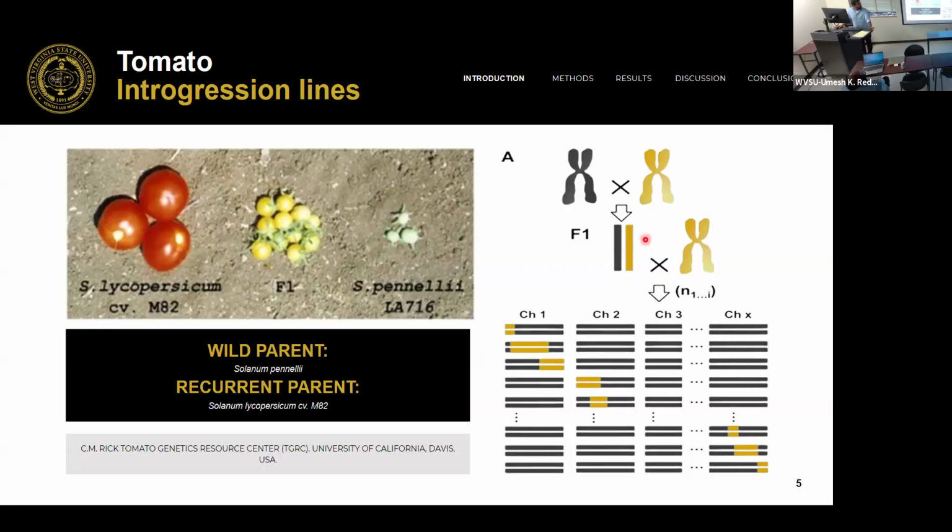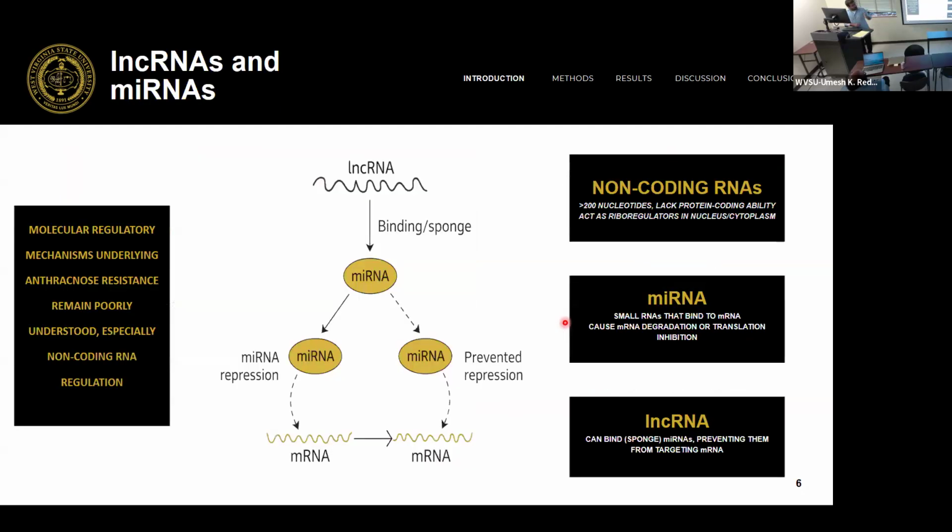The figure on the right is a basic illustration of introgression maps. A certain chromosome segment only contains a certain part of the wild donor parent, and the rest is all the cultivated parent. So coming down to the second part in my research, it is exploring long non-coding RNAs and microRNAs and their relationship, how they fine-tune the expression of the targeted mRNA.